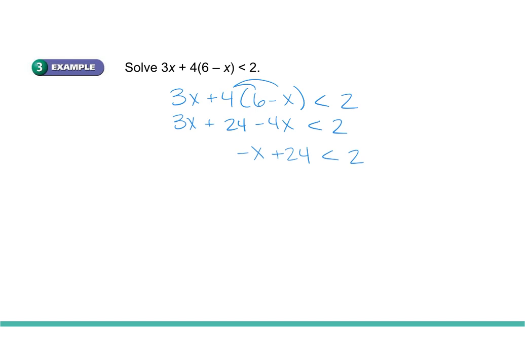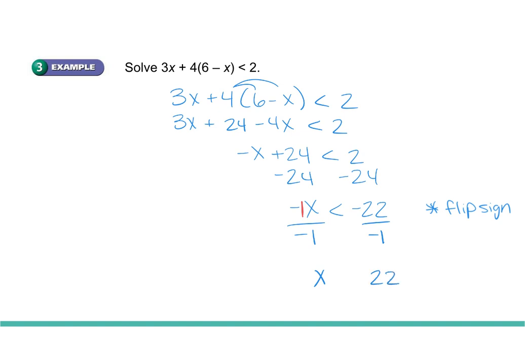I need to subtract my 24 to the other side. I've got a negative in front of my x. Anytime I have a negative in front of a variable, that's just a 1. So I would divide both sides by negative 1. Well, if we remember, anytime we divide by a negative, we need to flip our sign. So I'm left with x and positive 22. We flip our sign. So now it's opening towards the x.